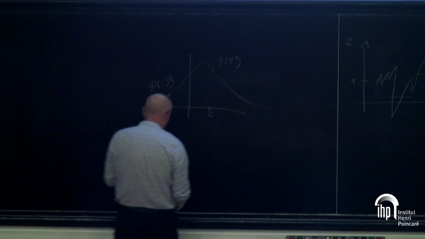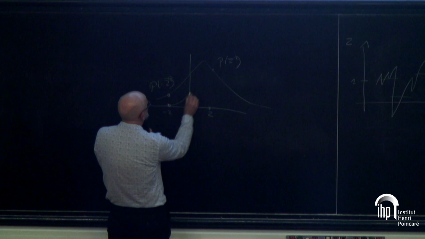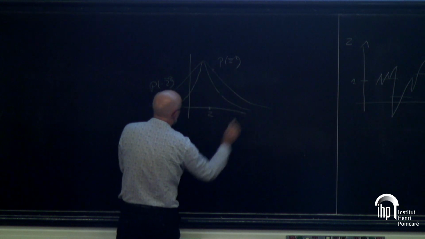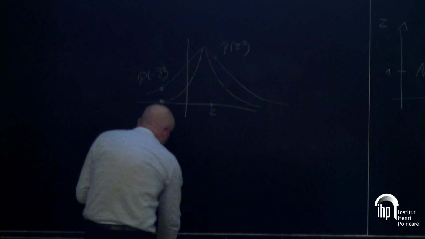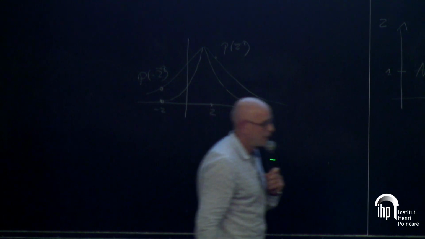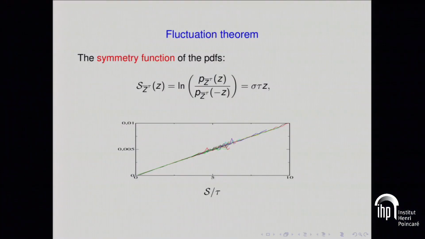If I have a longer tau, then the PDF is more peaked around or near the average value, and I have PDFs which look like this. And then the fluctuation theorem tells us that, if it applies, the symmetry function should be a linear function of tau and C, with sigma, which is just a constant, called the contraction rate.